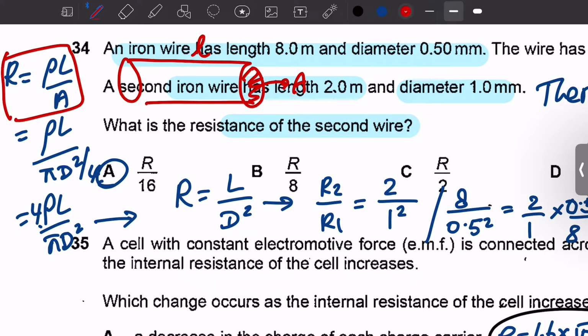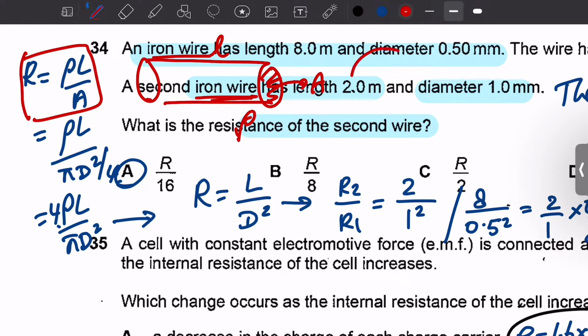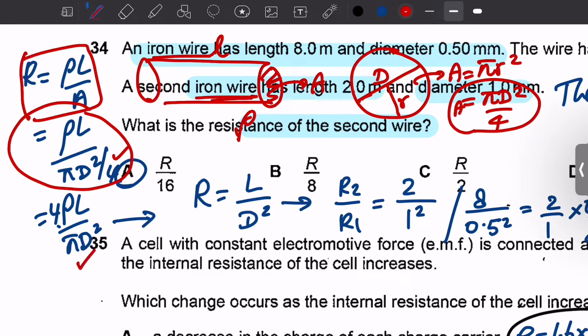Good news is iron wire means both of the resistivity is the same. You don't have to worry about it. Problem is, what is the cross-sectional area of a wire? It's a circle. So this area you can write in two different ways: pi r squared or pi d squared over 4. D means diameter, which is twice the radius, right? So I am going to use this one. Now when I put this one into this equation, rho L over A, it ends up like this.